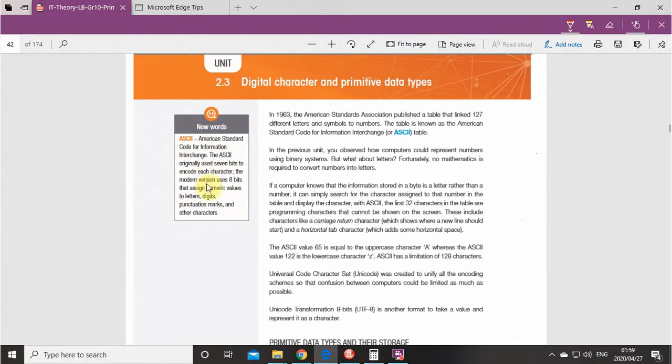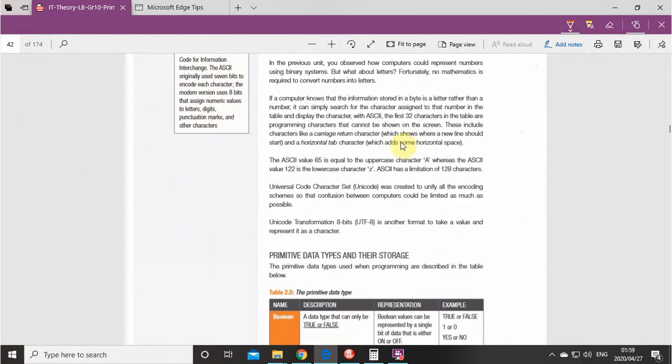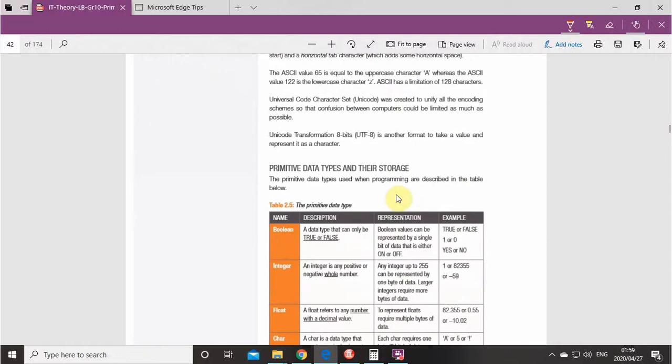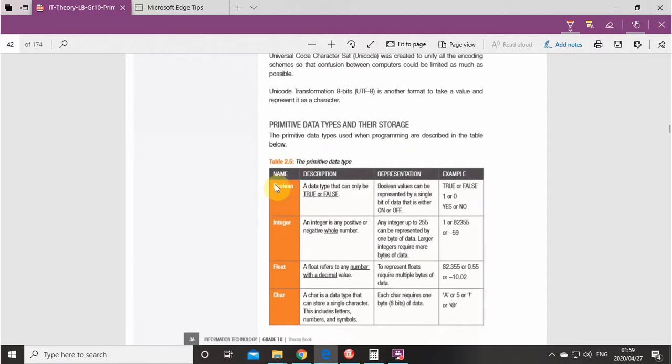And then we get to primitive data types. You can read just this above. This is basically, in practice, all of the data types we use. If we look at a boolean, it is for true or false. It can have true, false, 1 or 0, yes or no.